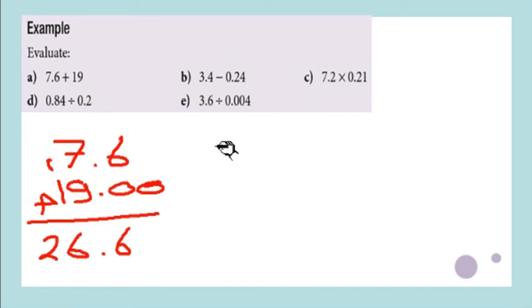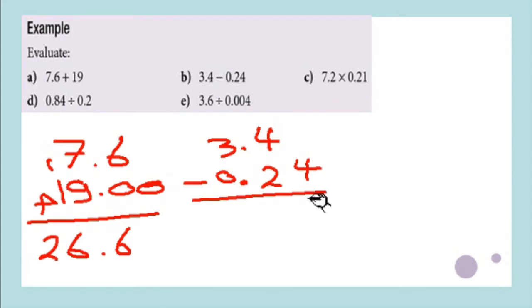But let's take number B. He says 3.4 minus 0.2. I will put the decimal below the decimal, 2 here and 0 here, and I will put a 0 above the 4 so I can work. 0 minus 4 is not possible. Take 1 from here, so this becomes 3 and this becomes 10. 10 minus 4 equals 6. 3 minus 2 equals 1. 3 minus 0 equals 3. Next.